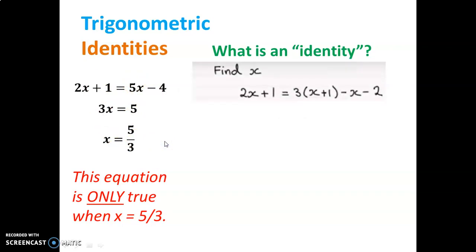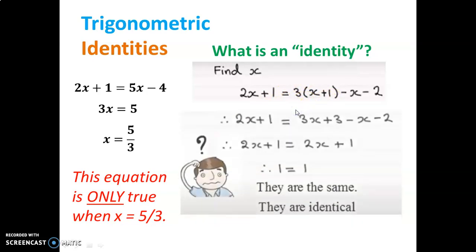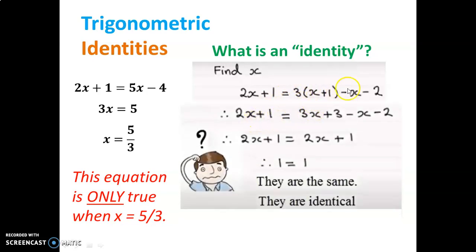But let's look at a different one. Let's say we had this equation. You can pause and take a moment, try to solve this, see what happens. Well, what happens is when you expand this side here and combine things, you end up with two things that are the same on both sides. So the x's actually cancel and you're left with 1 equals 1. So what does that mean? There's no answer for x.